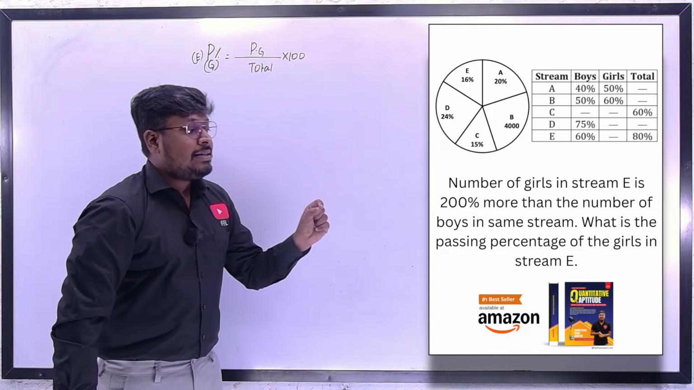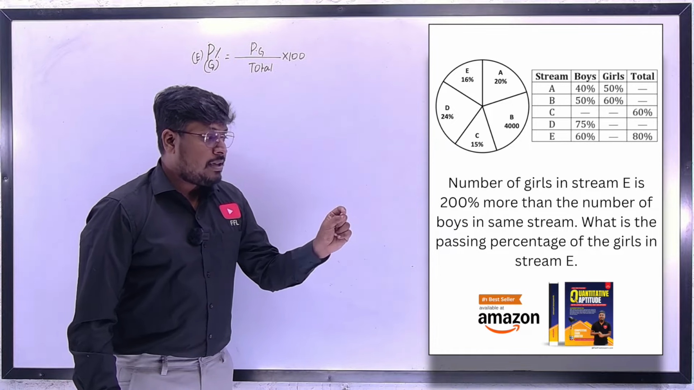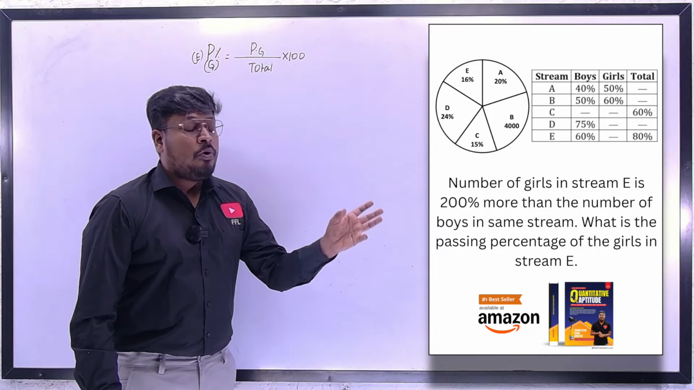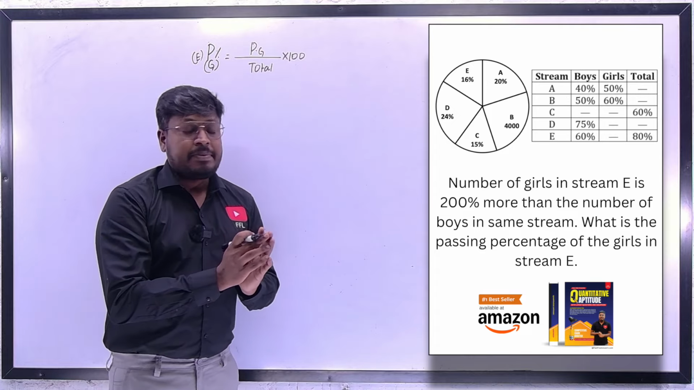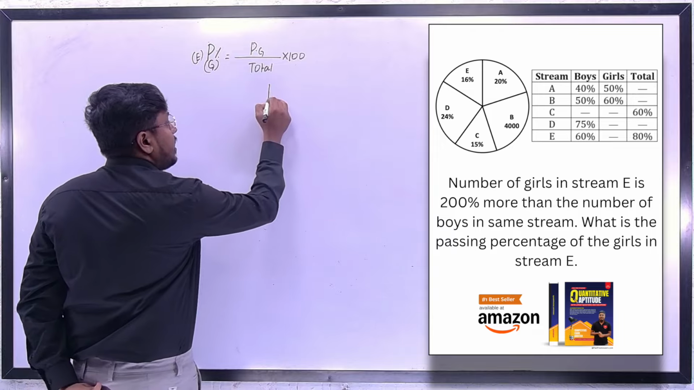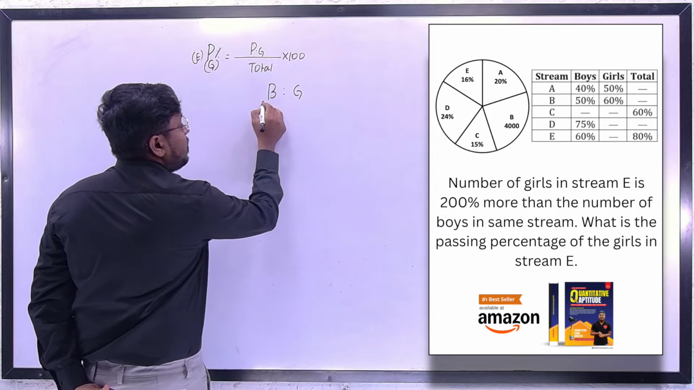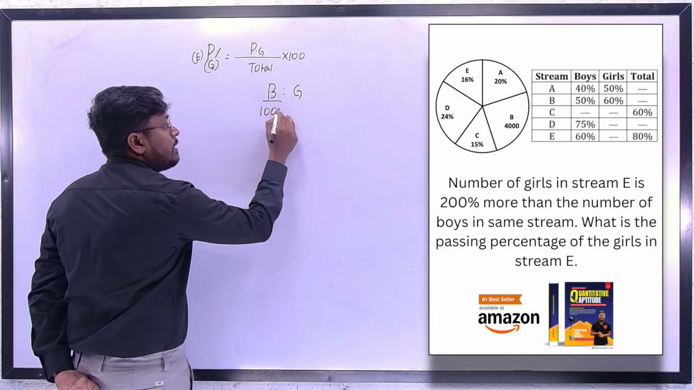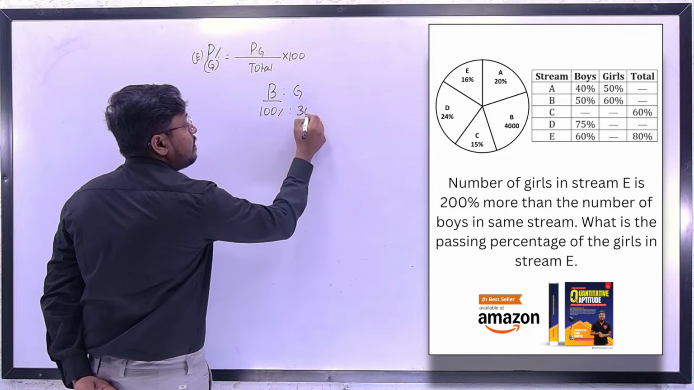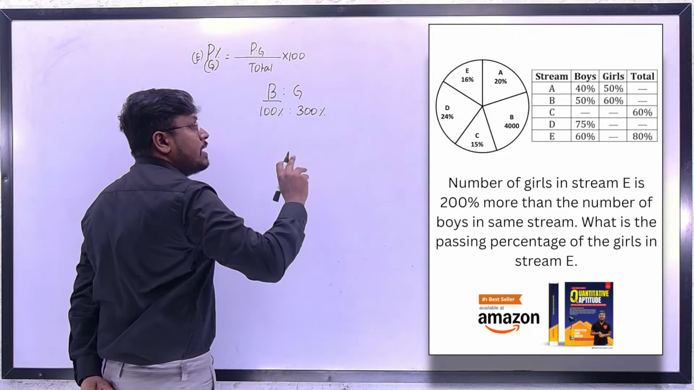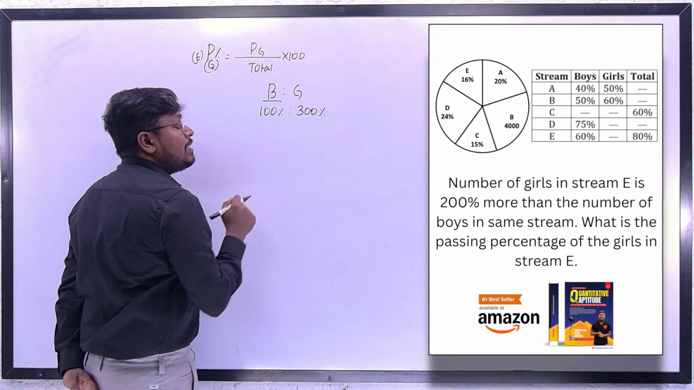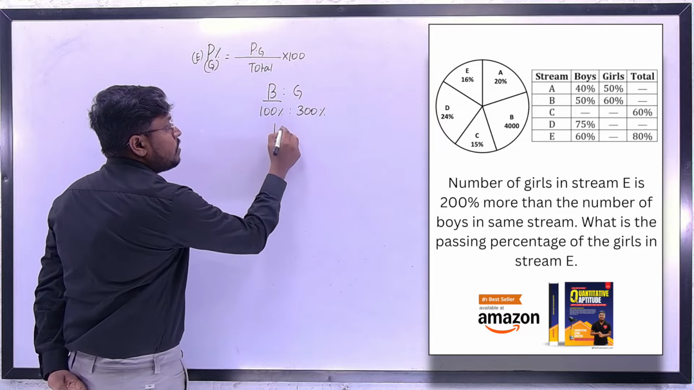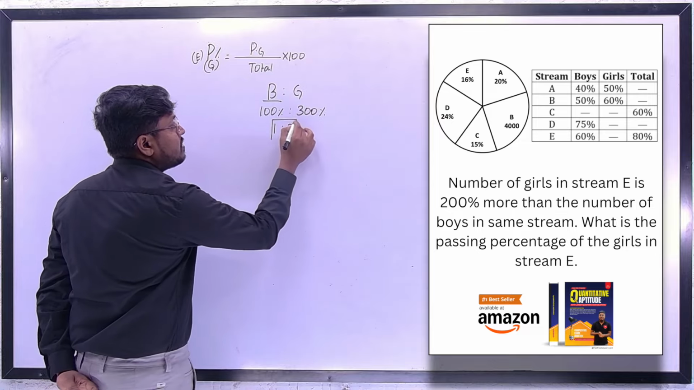Now what they are saying is the number of girls in stream E is 200% more than the boys in the same stream. For example, let's take the ratio boys to girls. When you take the boys ratio as 100%, the girls ratio will be 300%. Why? Because it is 200% more, so it will be 300%. So the ratio of boys to girls will be 1:3.